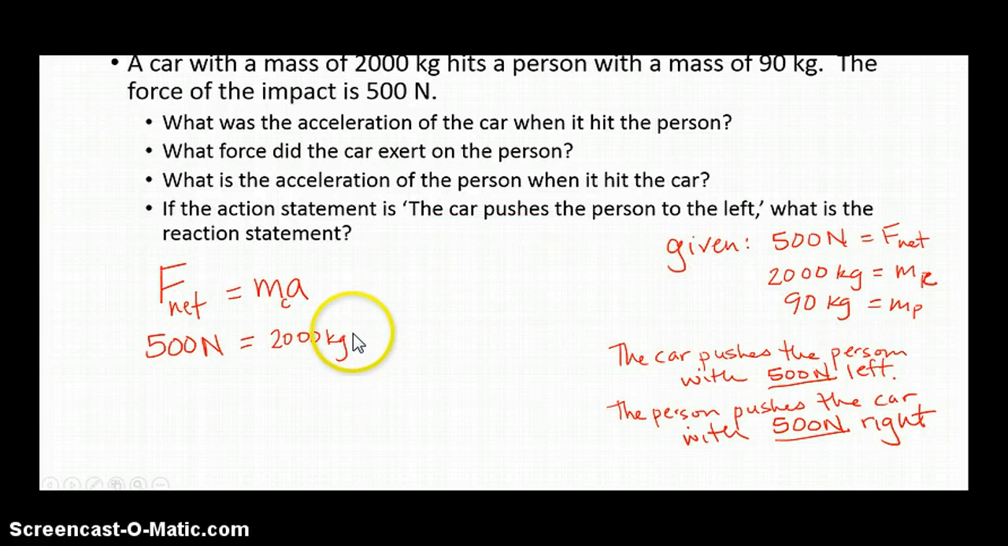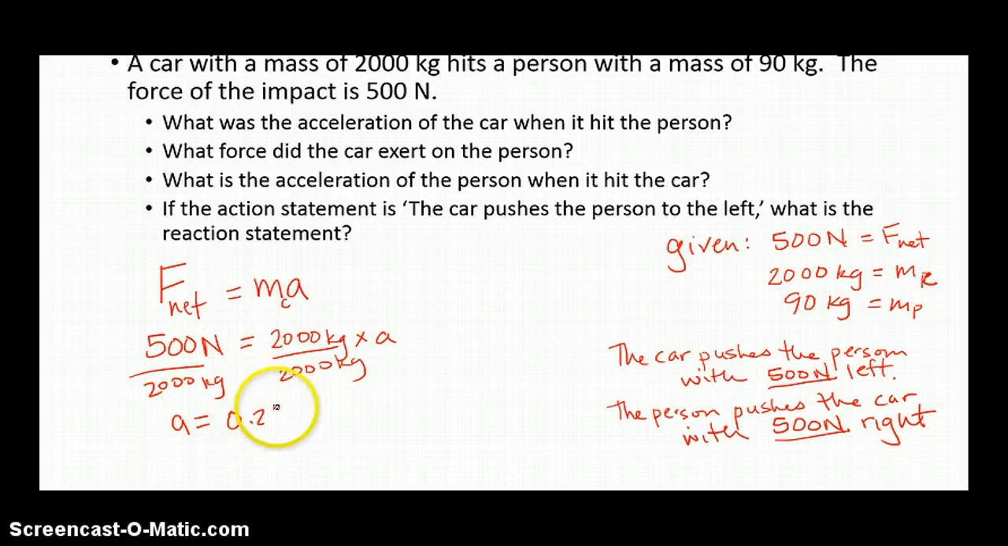So I can multiply this mass by acceleration. How do I get A by itself? I divide both sides by 2,000, and my acceleration works out to be 0.25 meters per second squared. So it's not accelerating a whole lot after it's hit the person. My answer here is 0.25 meters per second squared.